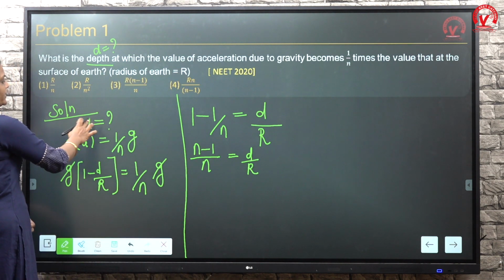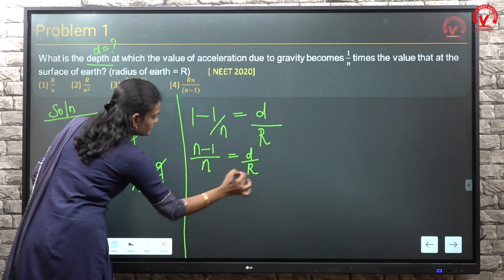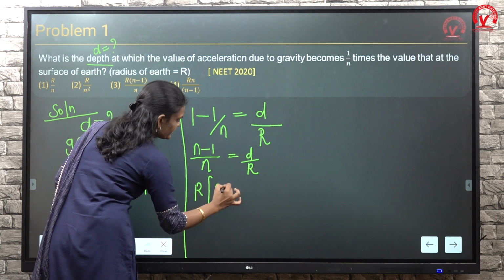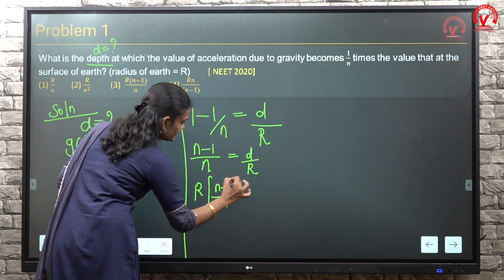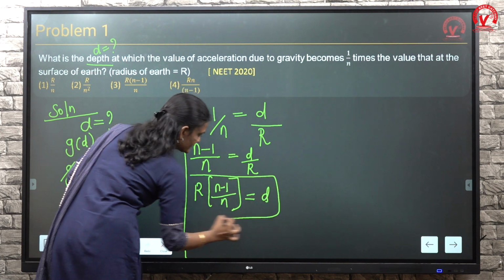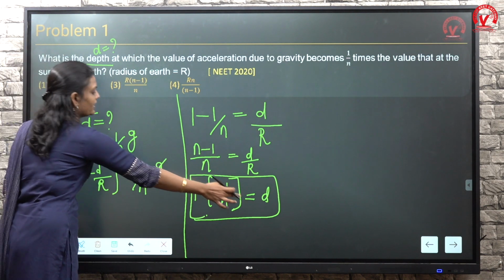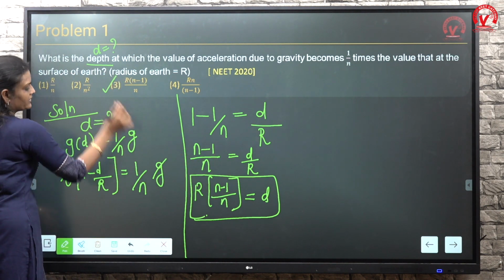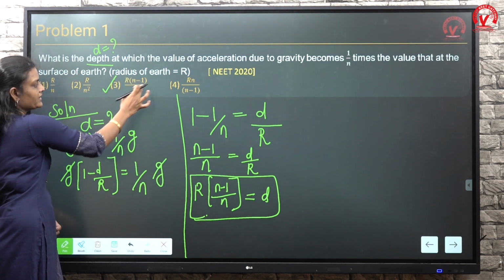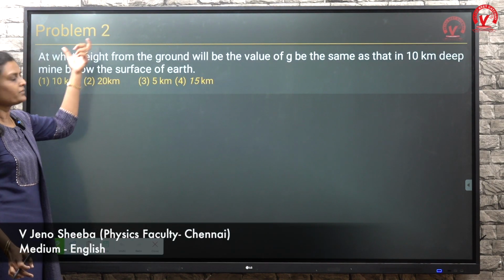Now cross multiply: (n minus 1) divided by n is equal to d by R. Our aim is to calculate d. Cross multiplying again, R(n minus 1) divided by n is equal to d. So we got the value for the depth: d is equal to R into (n minus 1) divided by n.